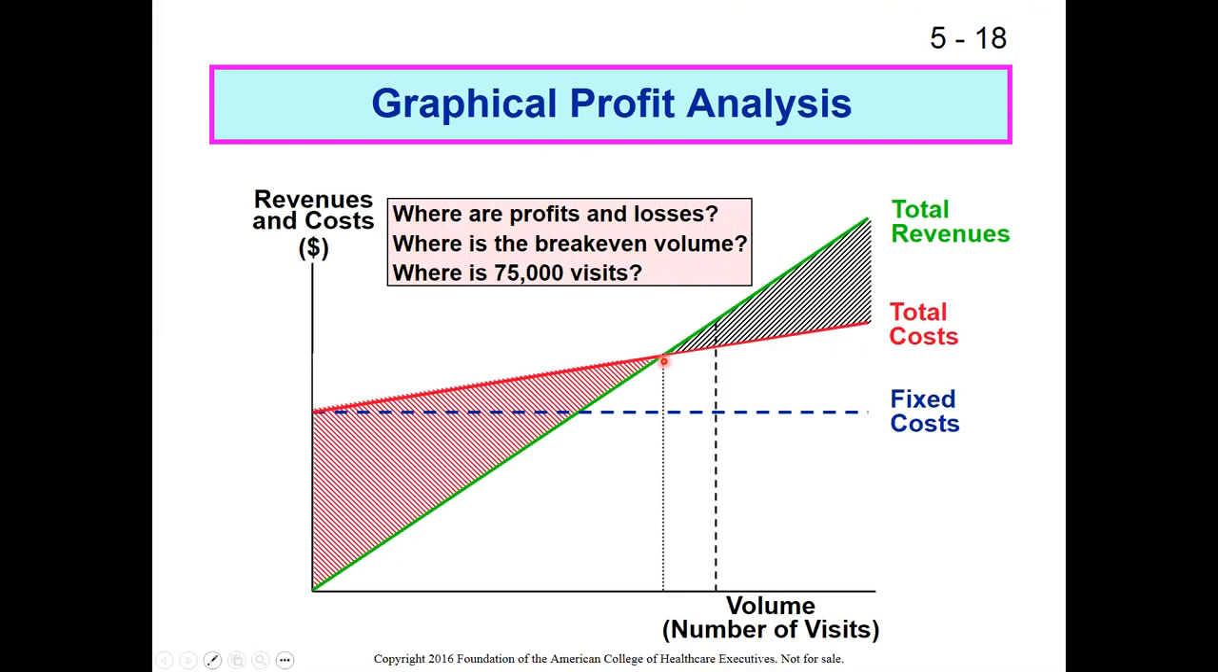However, to the left of the break-even point, notice that the red line is above the green line. That means that for any specific volume here, if we draw a line straight down from the total cost line through the total revenue line, the total cost line is above the total revenue line, which means that total costs exceed total revenues. And so this area is our zone of loss.